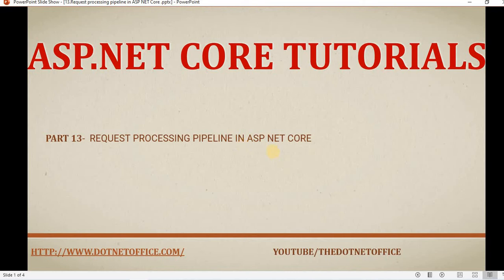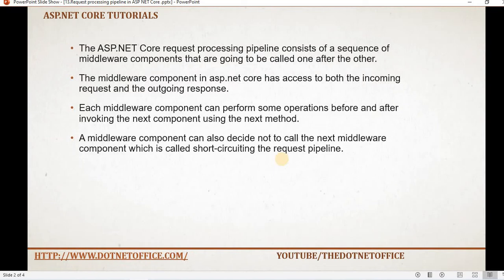So let's understand how the request is processed in an ASP.NET Core web application. In the previous tutorial, we saw middleware in ASP.NET Core, and we saw that middleware is the main part of the ASP.NET Core application, used to handle the request and the response. In this video, we will see how this request and response is handled via the middleware.